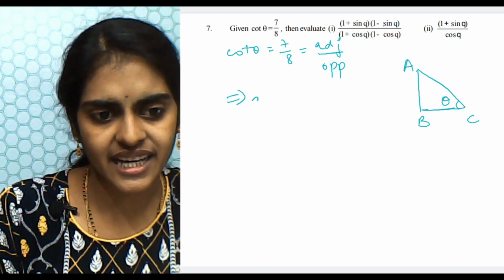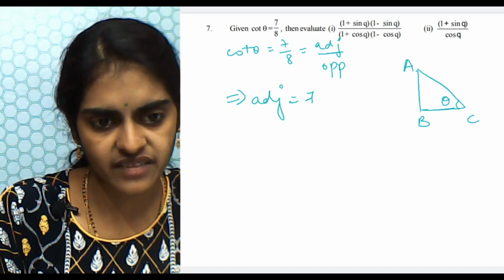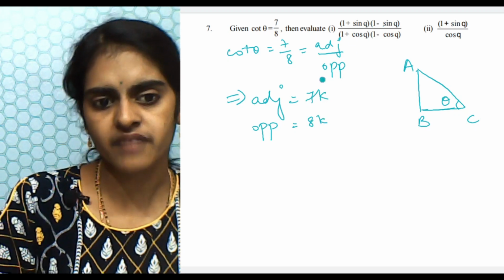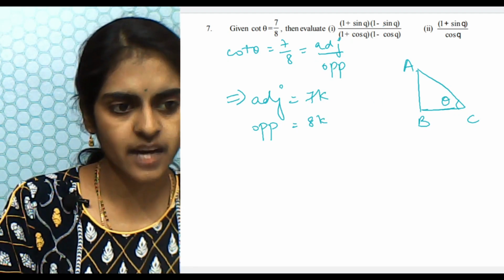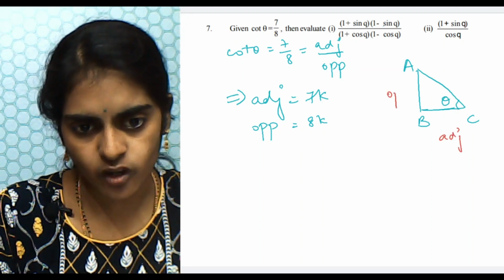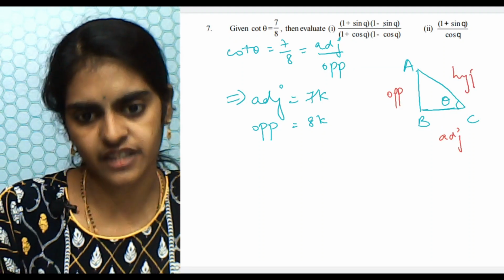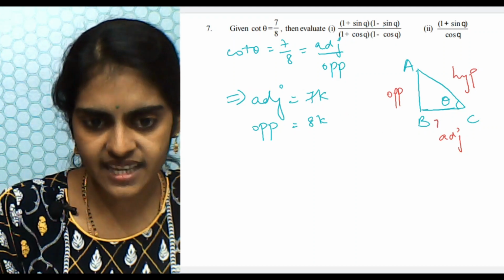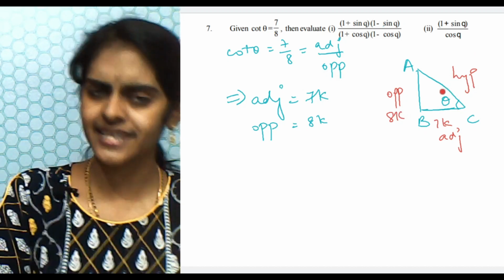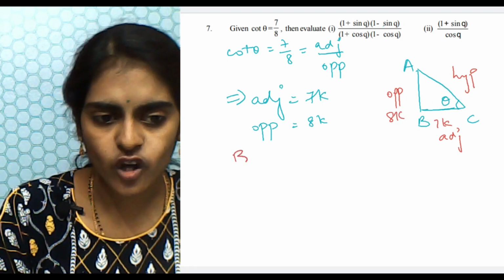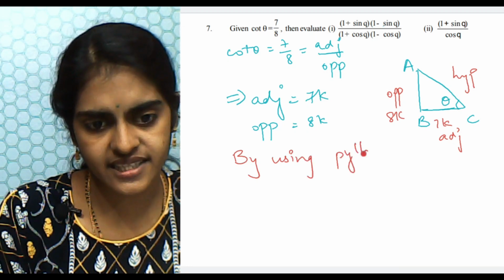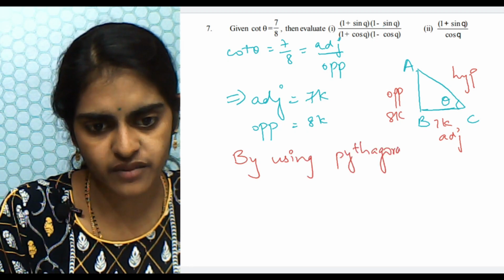So from this ratio you will take the adjacent side as 7k, and the opposite side as 8k. That means, just see, for this theta, this is the adjacent side, this is the opposite side, and this is the hypotenuse, isn't it? Adjacent is 7k, opposite side is 8k. So can I find the hypotenuse? Yes, using which theorem? Pythagoras theorem. So using Pythagoras theorem, let me find this value.